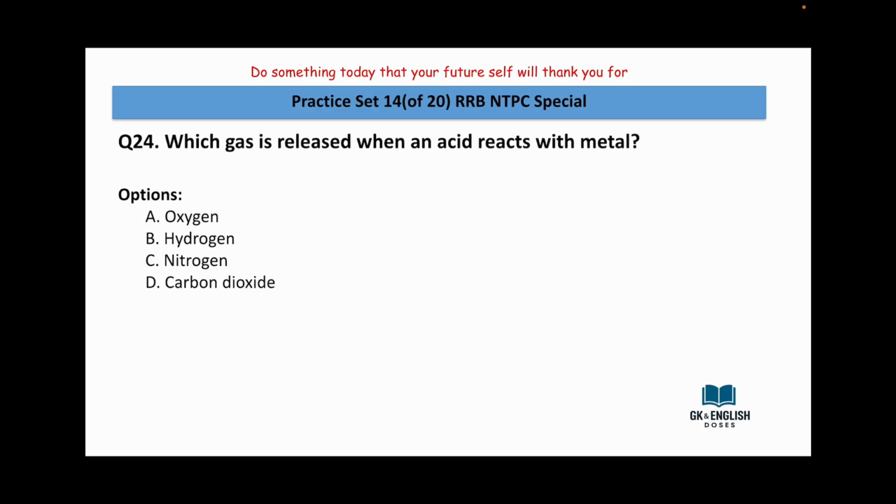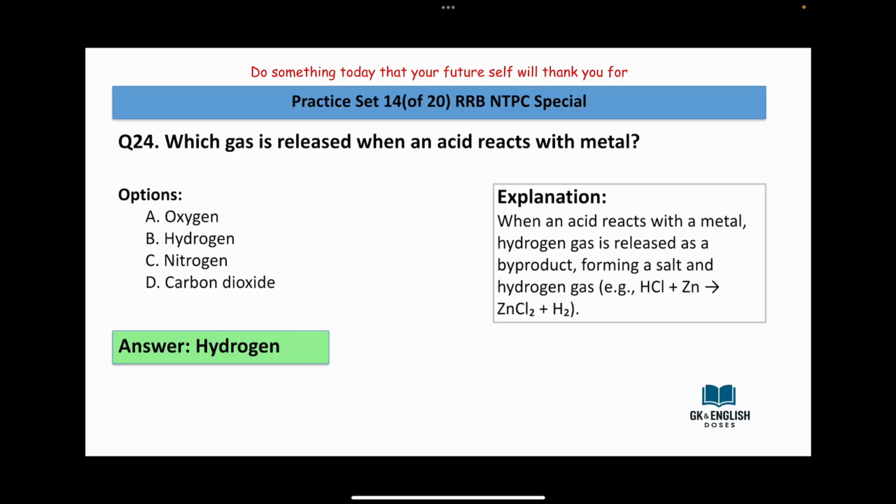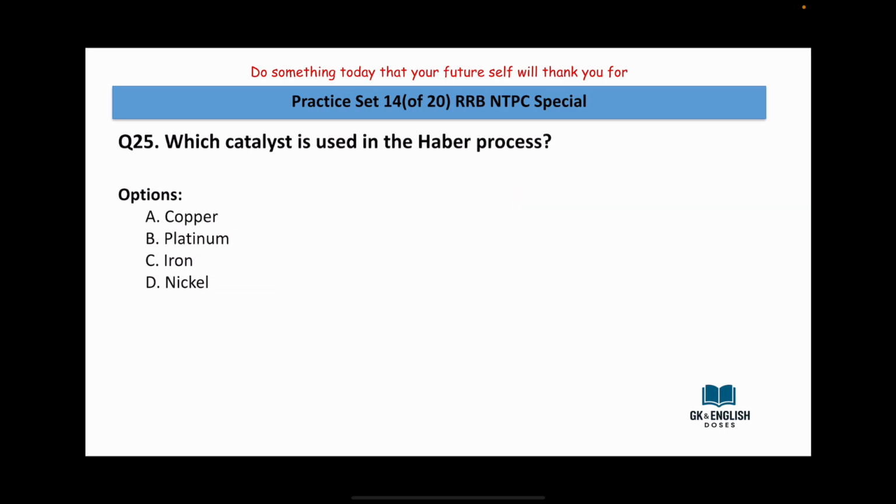Which gas is released when an acid reacts with metal? Oxygen, hydrogen, nitrogen, carbon dioxide. The answer is hydrogen. When an acid reacts with a metal, hydrogen gas is released as a byproduct, forming a salt and hydrogen gas. Example: HCl plus Zn equals ZnCl2 plus H2.